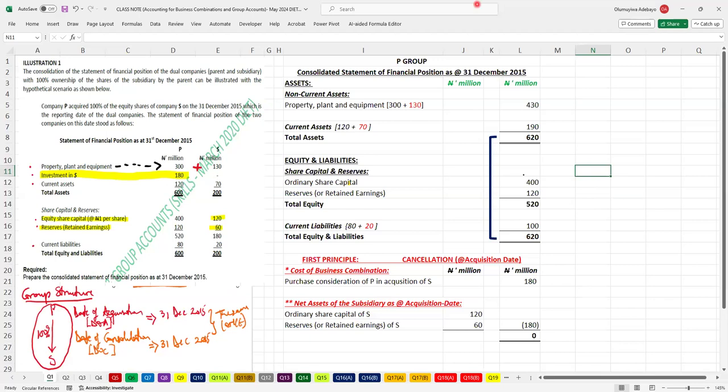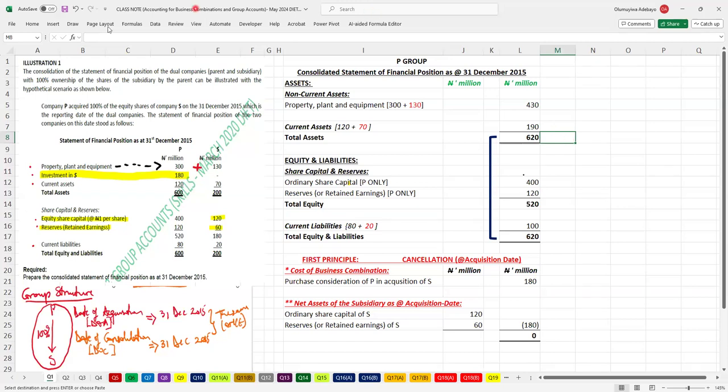And for short, what it simply means is that on the date of acquisition, more than necessary, you will find out that what you have as ordinary share capital will always be that of the parent, and what you may find in your retained earnings is also that of the parent, all other things being equal. And this is the first principle we are laying, but we'll build on this principle as we move on.